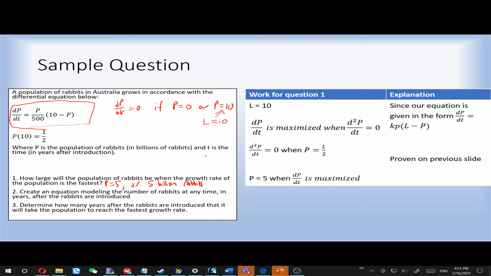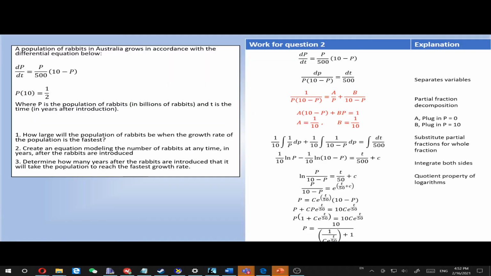Okay. For the next one, number 2, we want to create an equation modeling the number of rabbits at any time in years after the rabbits are introduced. So for this one, we would need to solve the separable differential equation in order to create a new equation for P in terms of t. I'm going to walk through this first one really quickly.